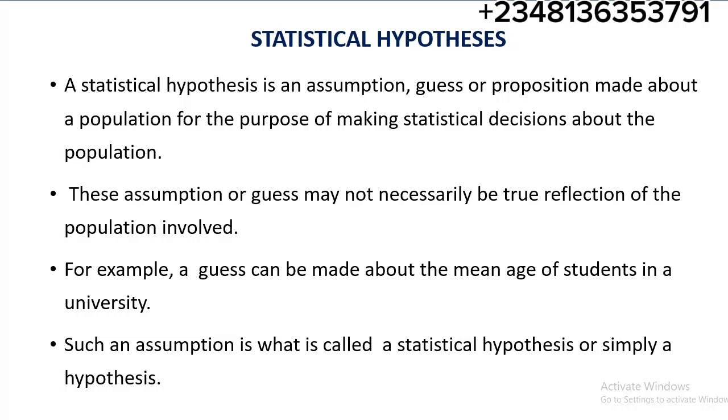To start with, what is a statistical hypothesis? A statistical hypothesis is an assumption, guess, or proposition made about a population for the purpose of making statistical decisions about the population. These assumptions or guesses may not necessarily be a true reflection of the population involved. That is, this assumption may not be true of the population. For example, a guess can be made about the mean age of students in a university. Such an assumption is what we call a statistical hypothesis, or simply a hypothesis.